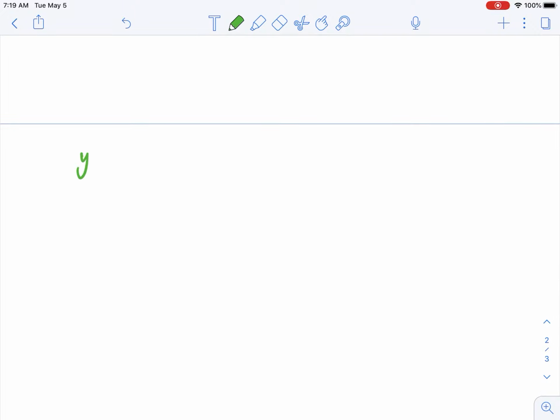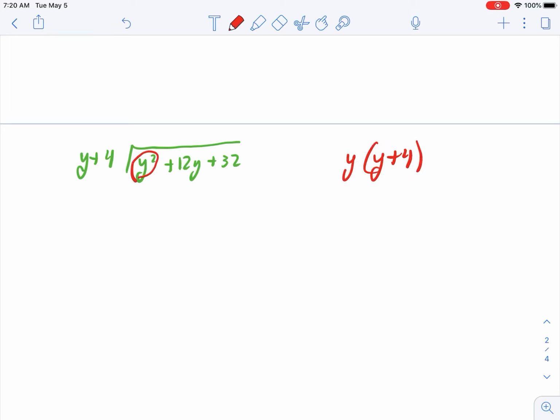So, let's say you have y plus 4, and I want to divide it into y squared plus 12y plus 32. Okay, so first thing here is let's take y plus 4 and see what we can do to get a y squared. Well, if we multiply by y, that will give me y squared plus 4y.